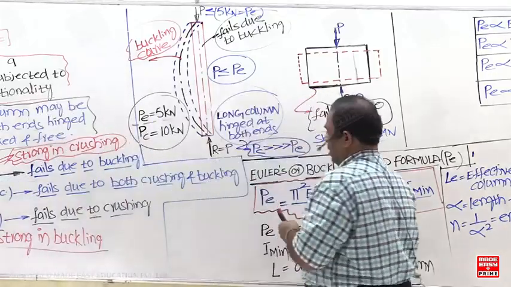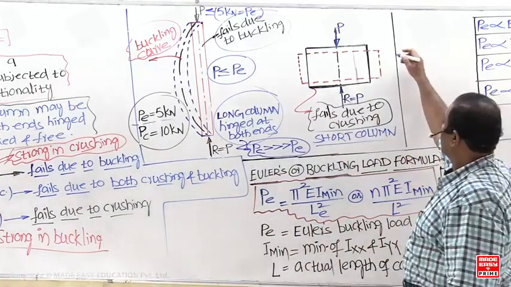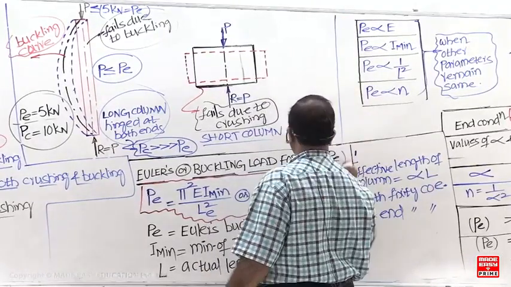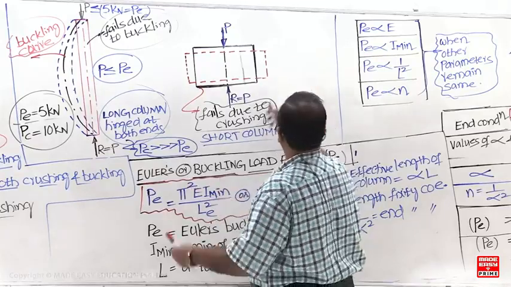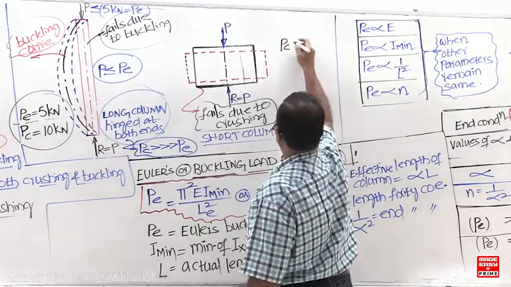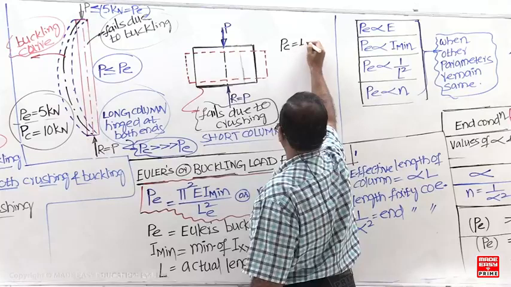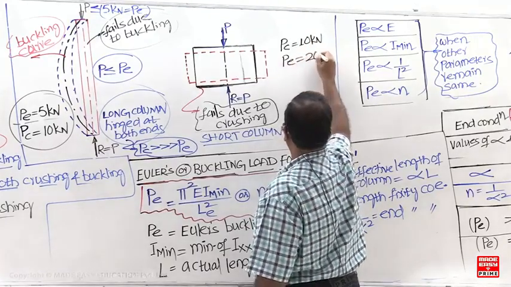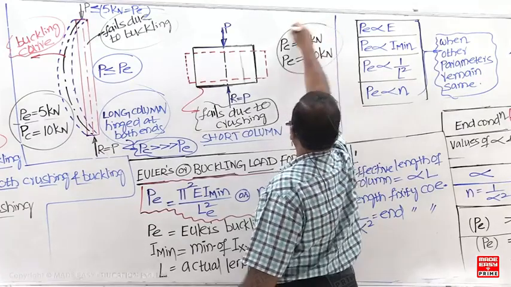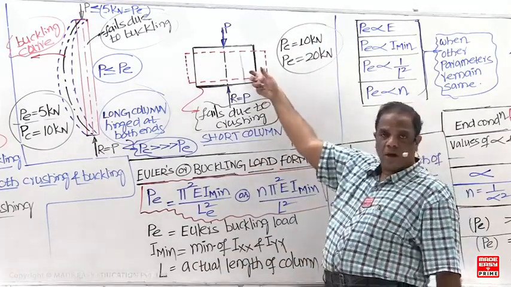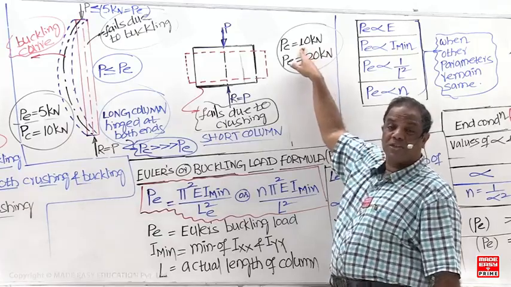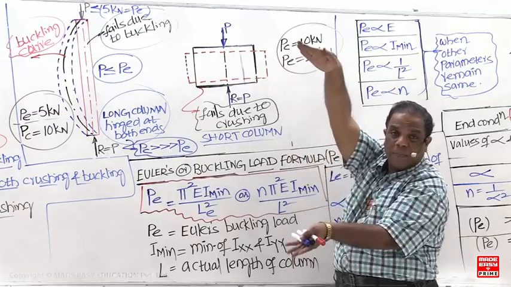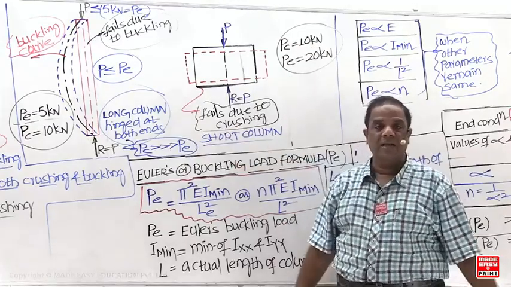Next, what about here now? For this column, the crushing load is 10 kilonewtons. The buckling load is 20. What is the meaning of this now? This given column is able to withstand a maximum compressive load of how much now? 10. Whenever this value is greater than 10, what happens now? Crushing will occur. Length is going to permanently decrease. Diameter will permanently increase.